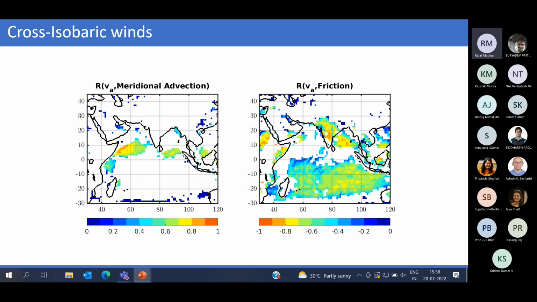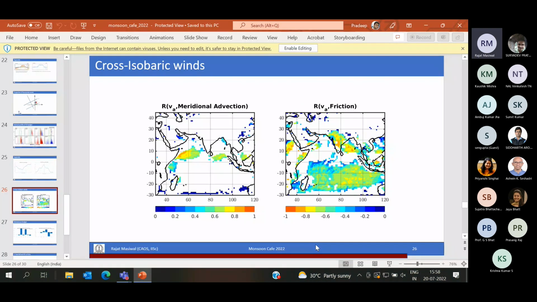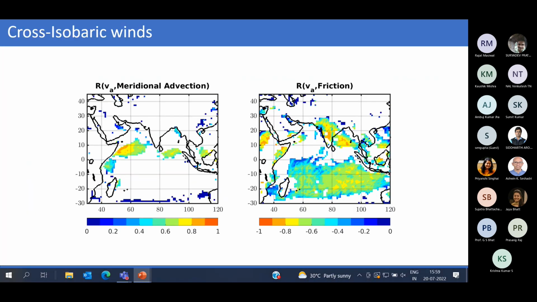Any question from the online? I think this is a recent study by Shishadri and Dikshit, where they show that the convective precipitation does not really play much role, at least in the Somali jet, in the lower tropospheric kinetic energy.